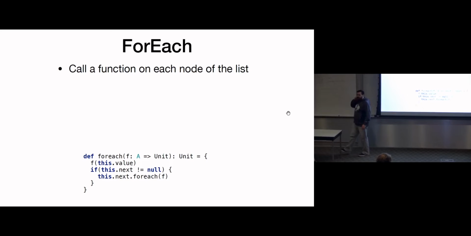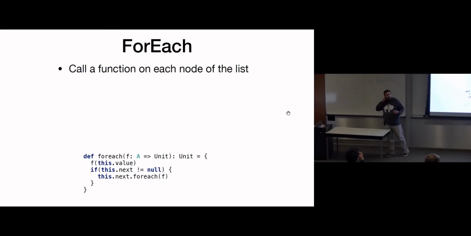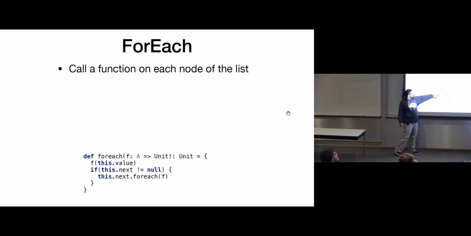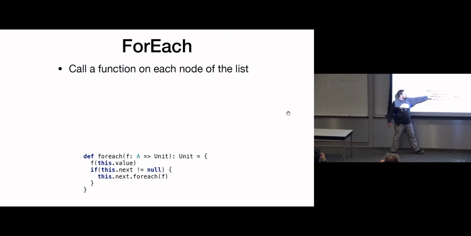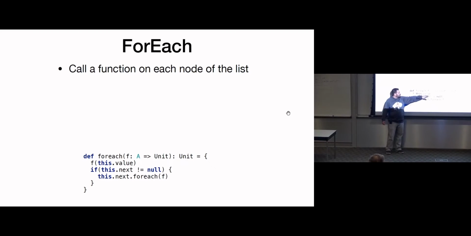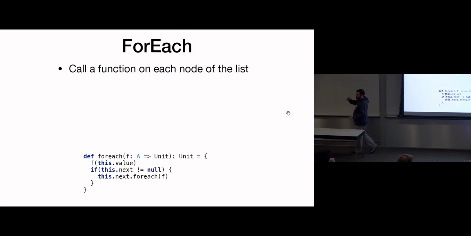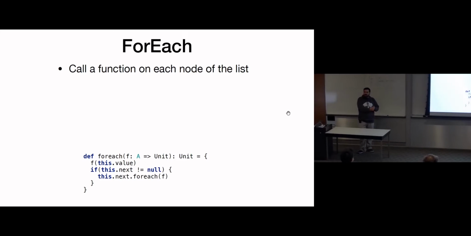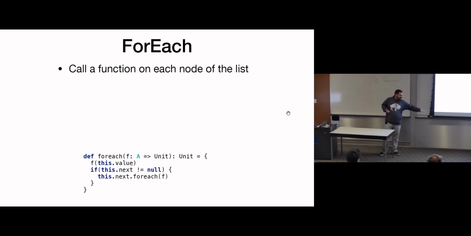If we want to do that with our linked list node, this will be called on the head of the list. We're going to take this function, call it on its value, and then as long as we're not at the end of the list, call it on the next node. So you call this function on every node in this linked list. Each node calls the function, and as long as we're not at the end of the list, it says, hey, next node, you have to call this function.